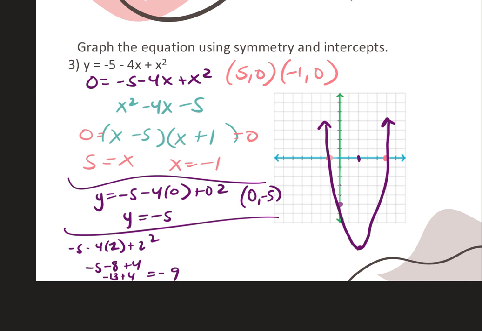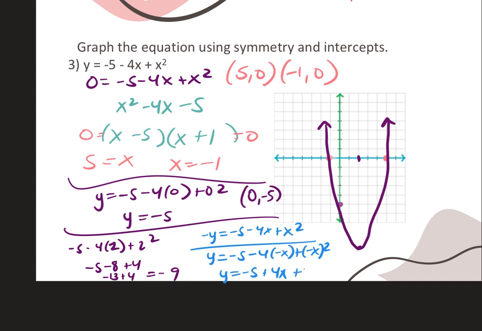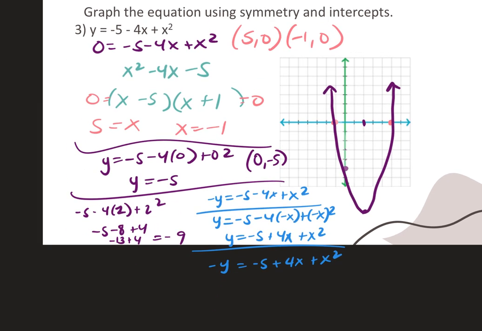When I test for symmetry, it fails all 3. If I change just the y, it doesn't go back to the original. If I change just the x, there are 2 of them, but it doesn't go back to the original x. And if I change both, some of my signs change and some of them do not. That negative 5 did not change sign, so it would fail all 3 symmetry tests.